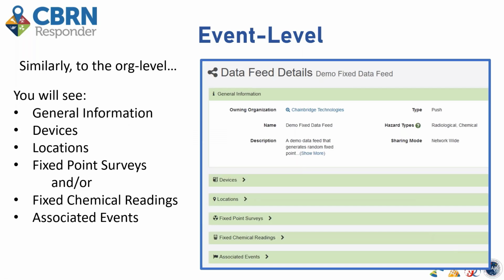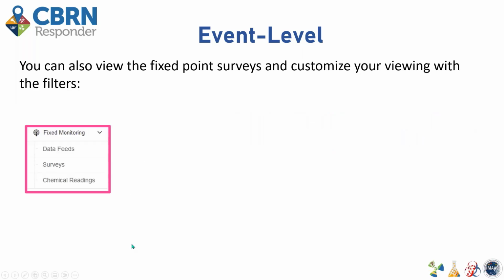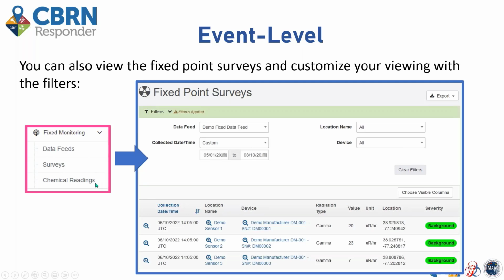So on the data feed details page, it's going to look pretty much identical to the one at the organization level. You will see the general information, the devices, locations, the fixed point surveys or chemical readings, and then the associated events. So in the event space, I can open up the surveys or chemical readings, again, depending on your event, and I will see a tabular view of all of the readings. So we do have a default collected date and time showing the last 30 days, but you can customize that filter to set it to any time frame that you would like.